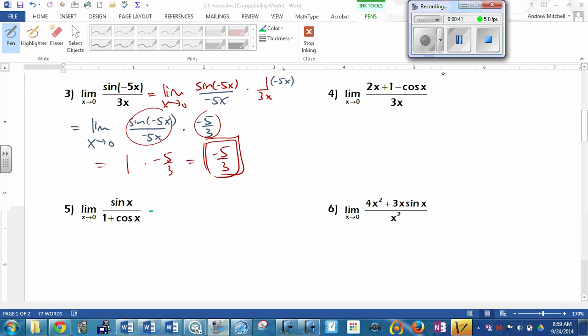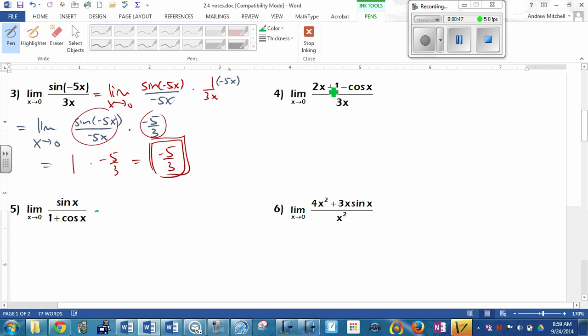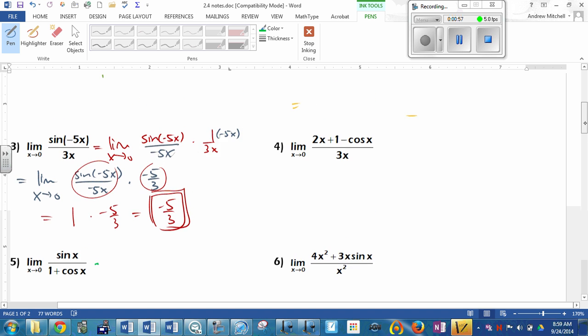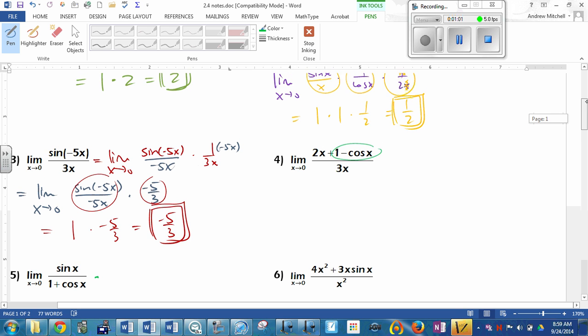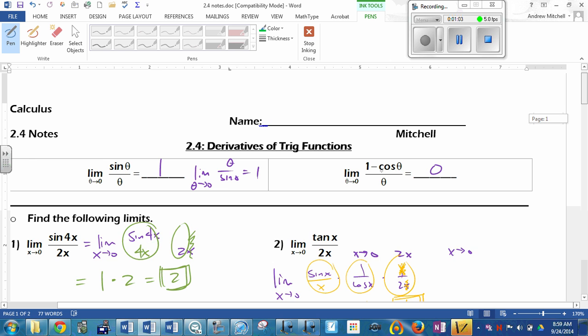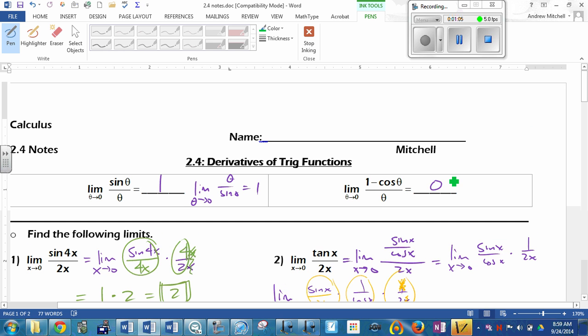All right. Let's go ahead and take a look at number 4. For this one, a little bit different than the other ones we've seen so far. We have addition up at the top. Addition and subtraction. Everything else has been kind of multiplication and division. So here, what we can do is actually split this up a little bit. Notice we've got that 1 minus cosine of x that we talked about up here. Right, 1 minus cosine of theta over theta. That limit's just going to be 0.